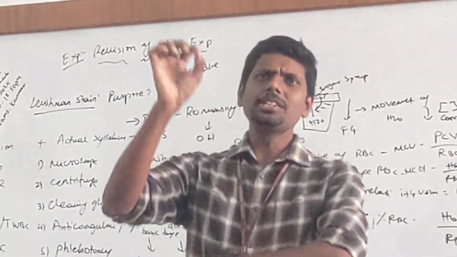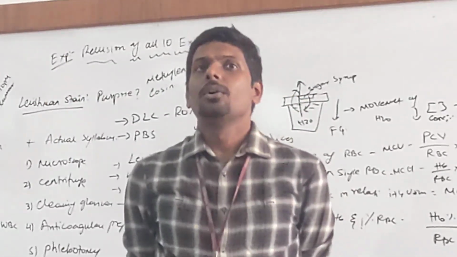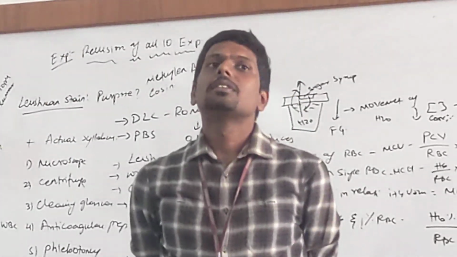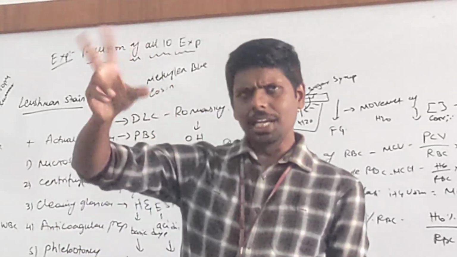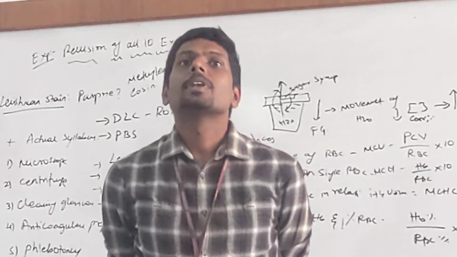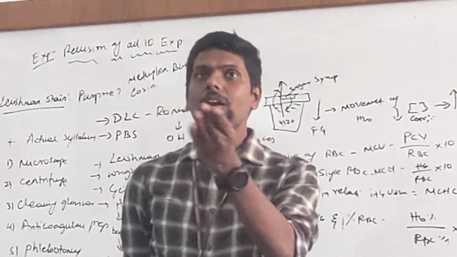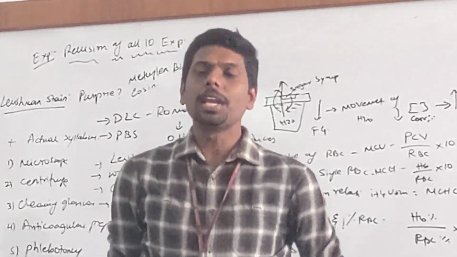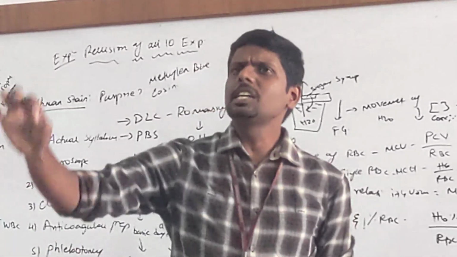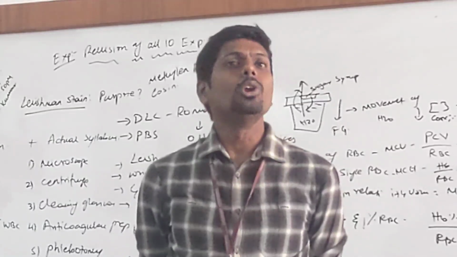How many chains are present in hemoglobin? 4. What are they? A defect in any of these chains leads to what condition? Thalassemia. Thalassemia beta, minor and major. Very good. What disease is called Cooley's anemia? Cooley's anemia.